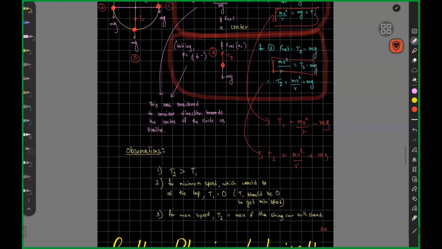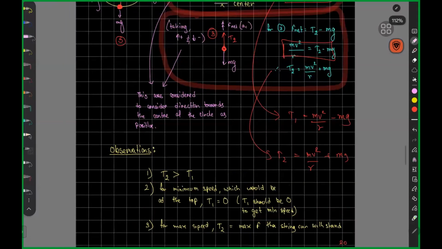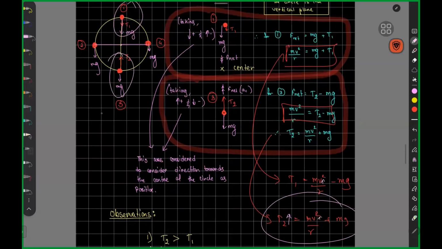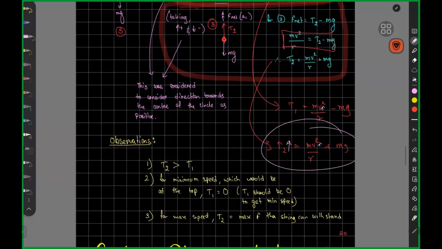So last thing, and for the max speed, is there anything called max speed? Well, technically, sure. What happens if I increase the speed? If I increase the speed over here, then the tension keeps increasing, right? And in the case of this equation, again, if I keep increasing the velocity, the tension again keeps increasing. And at this position, the tension increases way more than at the other position, right? At the topmost position, because tension is already less over there than at position three. So when I keep increasing the velocity, you know what happens? The tension is so high that the string can sort of break off.